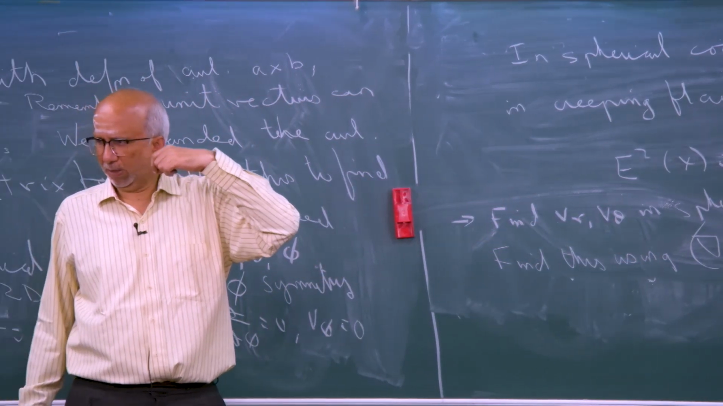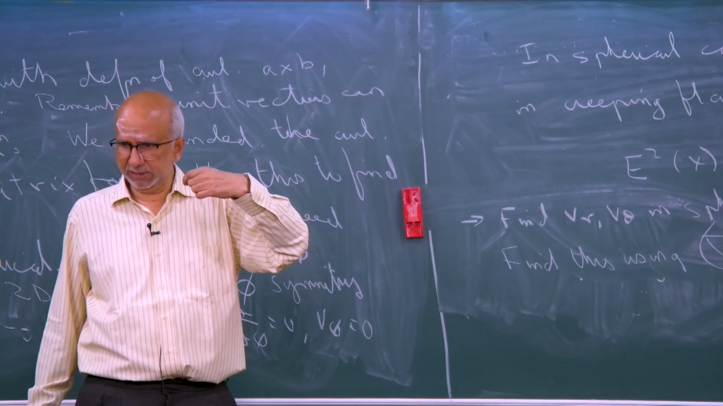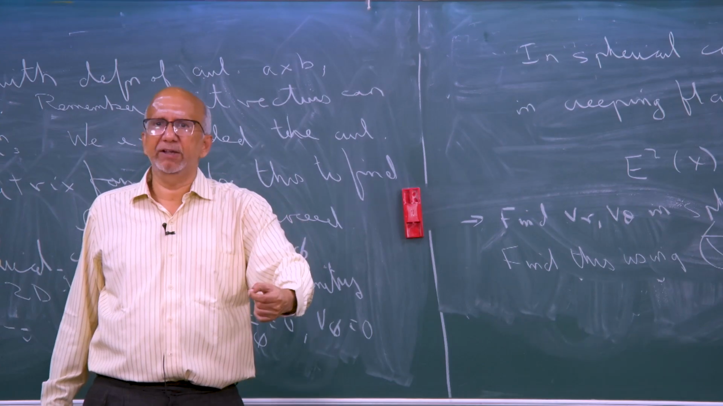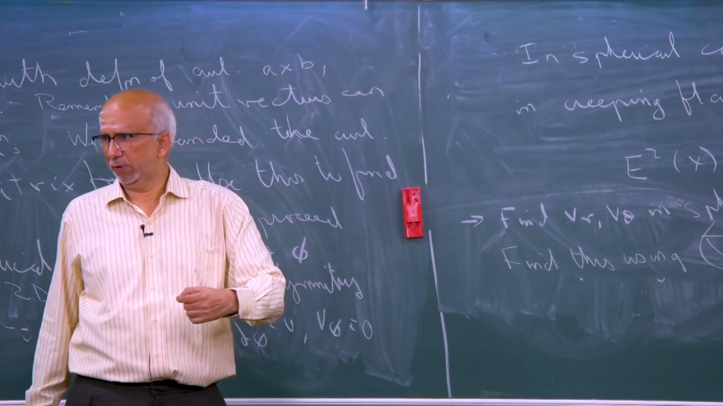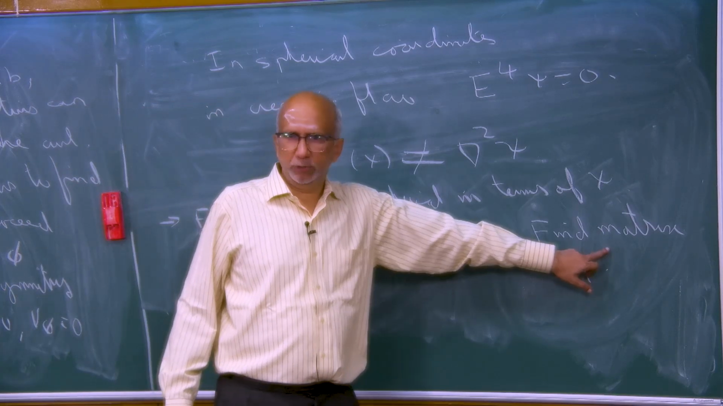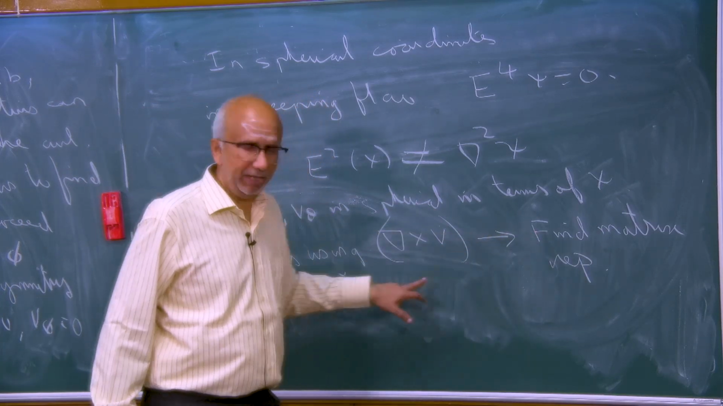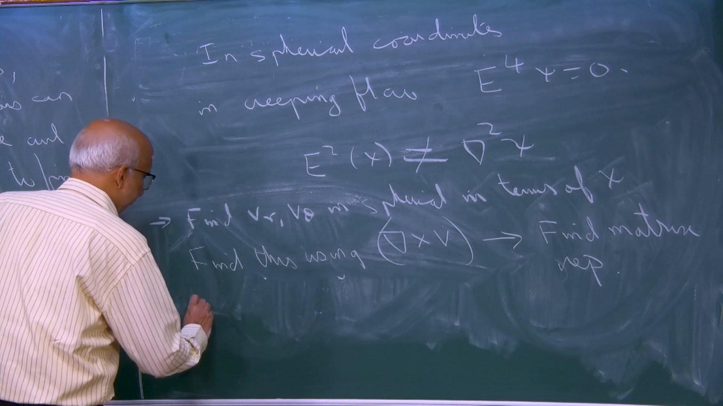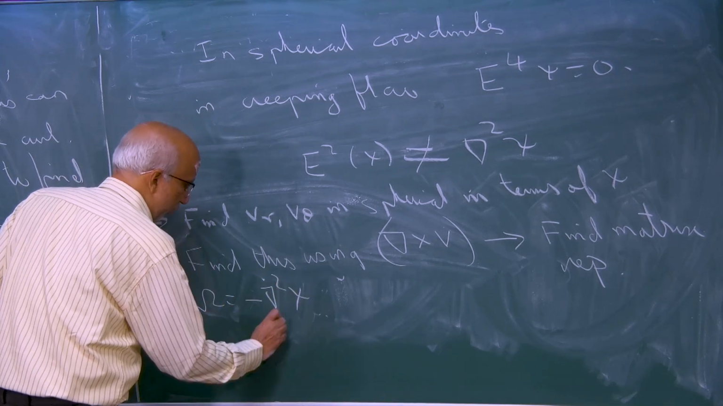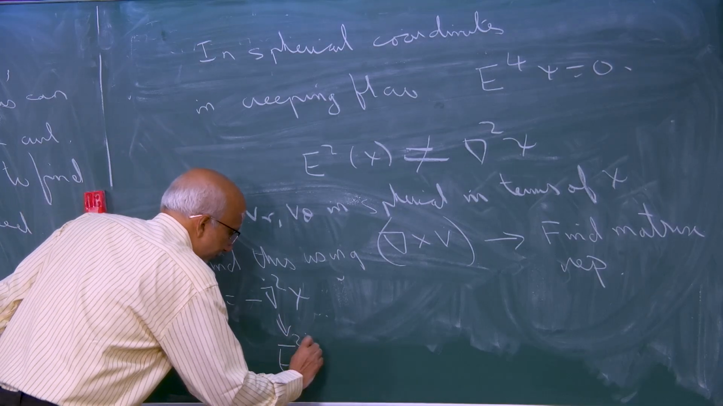What I am trying to do is make you confident that when you see something, you will be in a position to go ahead and derive that equation. That is I think more important than anything else. So, if you see the curl of V defined in terms of matrix notation, you have to derive this. Once you derive this, then you can find omega as minus del squared psi. This is not going to be del squared, this is going to be E squared.